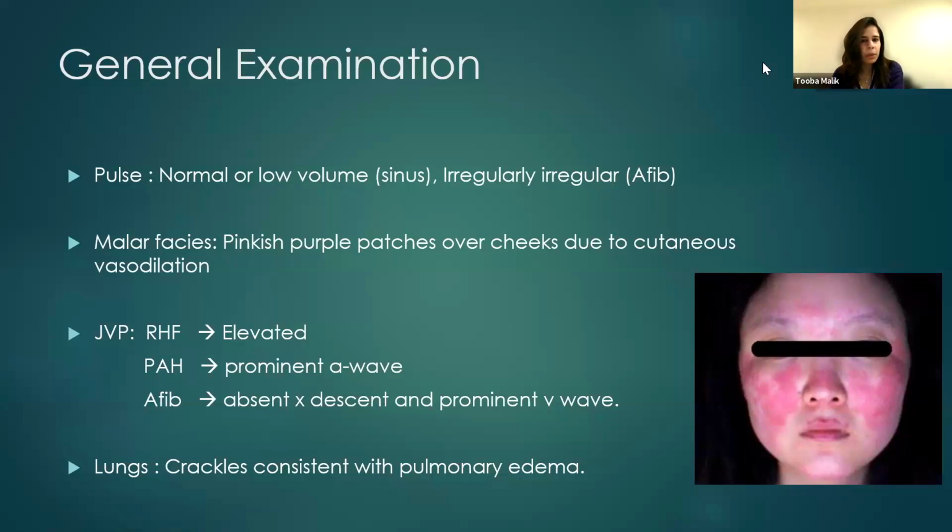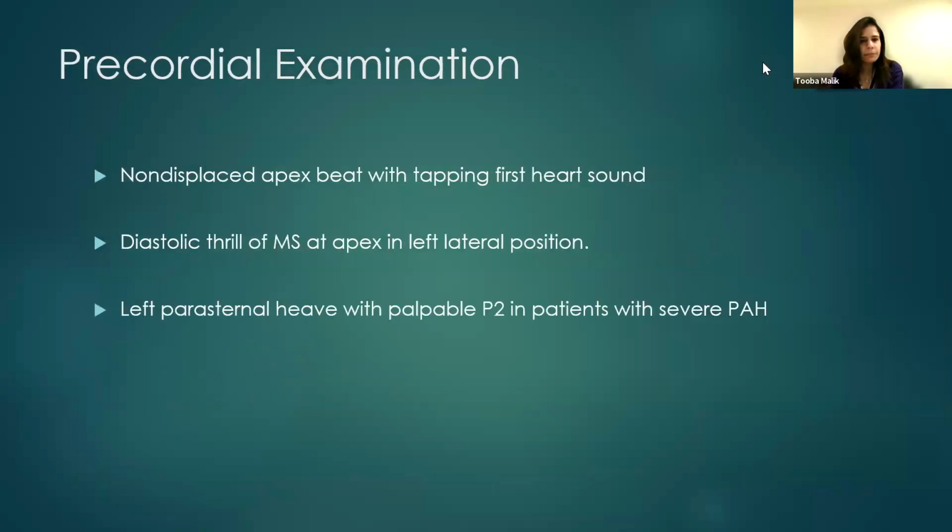Pulse can be normal, low volume. Normally, it's sinus. If you have atrial fibrillation, it can be irregular. If you have signs of right-sided heart failure, your JVP will be raised. I don't think you need to comment on the A wave and the V wave and the JVP to complicate things, but you can make a fair course judgment that your JVP is elevated or not. Then obviously they would have crackles in their lungs if they are in fluid overload. So just a few quick sort of examination hints that you can pick up.